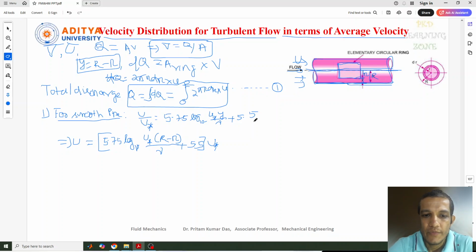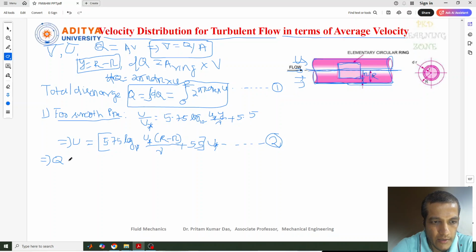Now this is the u value we got. If you go back to the total discharge equation, u is there. We just put this value in the total discharge equation. So here we can give this equation 2, though it is not necessary, we can mention it, no issue. So let's put the value of u in the total discharge equation Q, that is equation 1. Then what will we get?